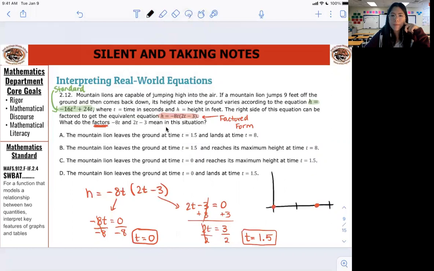And what's the shape of the graph? Is it facing upwards or is it facing downwards? Downwards. So the graph is going to look something like this. This is a mountain lion, right? It's jumping.